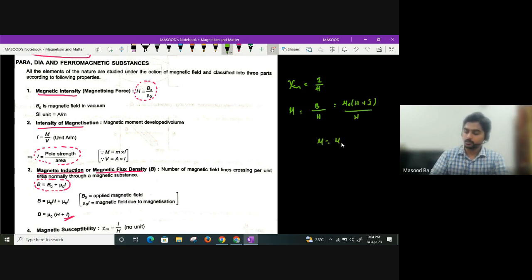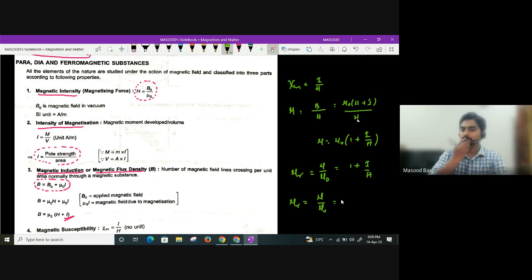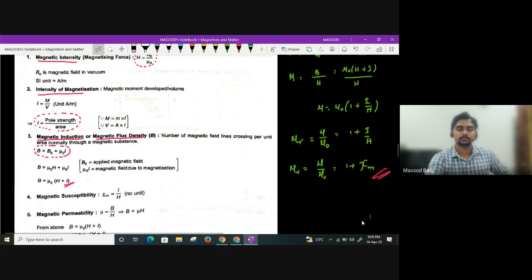So I get the mu value as mu naught into 1 plus I by H. So what is mu by mu naught? Mu by mu naught is called relative permeability, which is given as 1 plus I by H. Clear? The relative permeability, mu by mu naught, can be written as 1 plus chi m. Clear? Yes or no? Five properties: magnetic intensity, intensity of magnetization, magnetic flux density, then susceptibility and permeability. Okay, that clear? Yes.